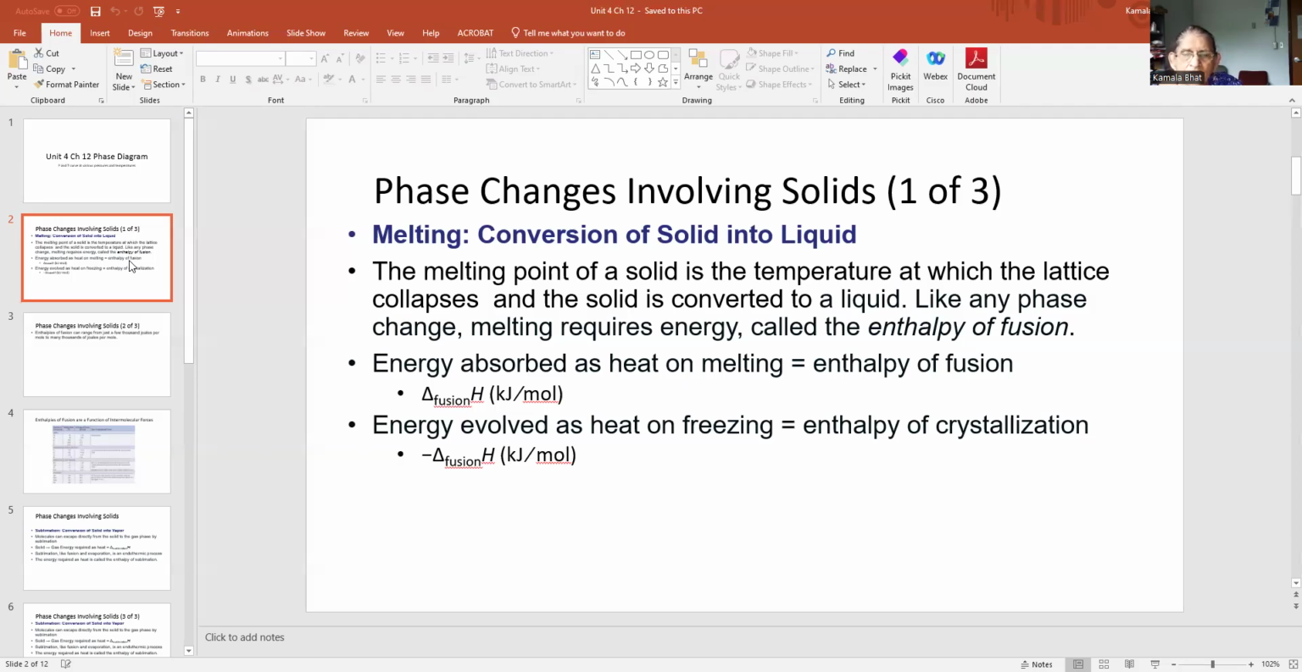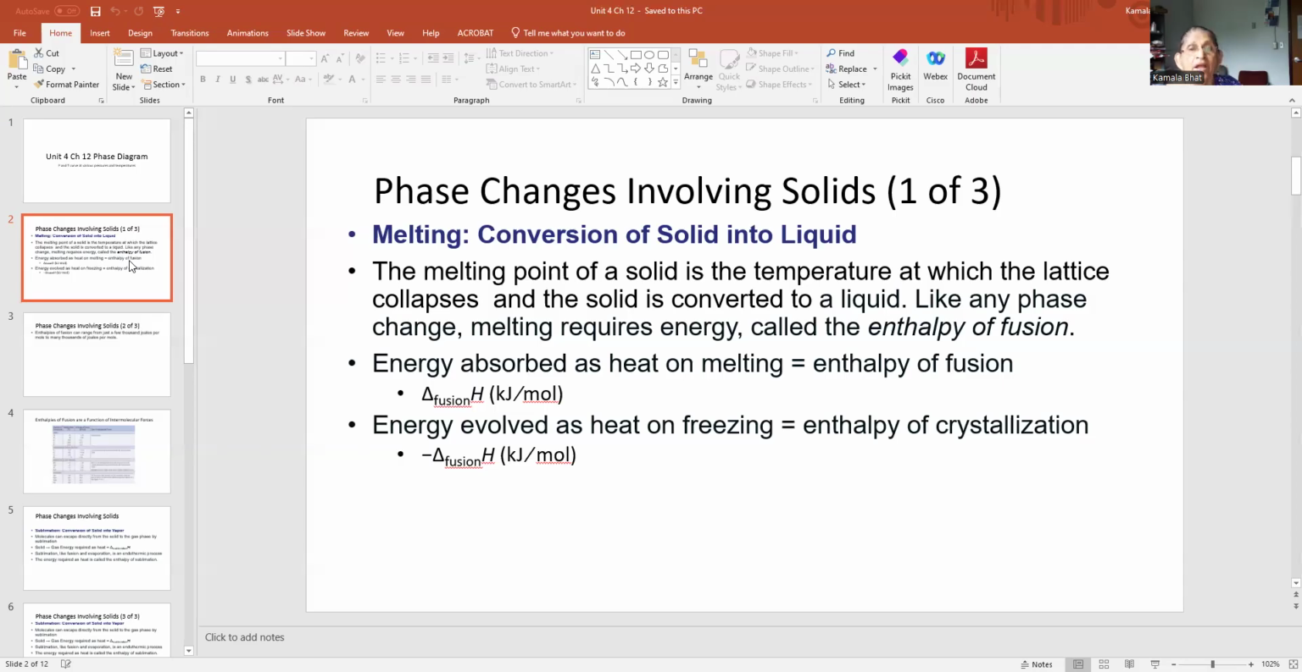The melting point of a solid is the temperature at which the lattice collapses and the solid is converted into a liquid. Like any phase change, melting requires energy, and this particular energy we call the enthalpy of fusion. Energy absorbed as heat on melting equals enthalpy of fusion, and it is given as delta fusion H, kilojoules per mole.